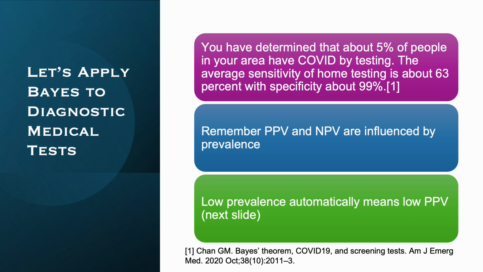And at the very bottom is an article that talks about how to use Bayes' theorem with COVID-19, which is very practical. In that article, they determined that COVID was in about 5% of the people in the area. The average sensitivity of home testing is about 63% with a specificity of 99%. So if you try to calculate the positive predictive value, which is also precision, it's going to be very low if the prevalence is very low, and I'll try to demonstrate that. So low prevalence automatically means low PPV.